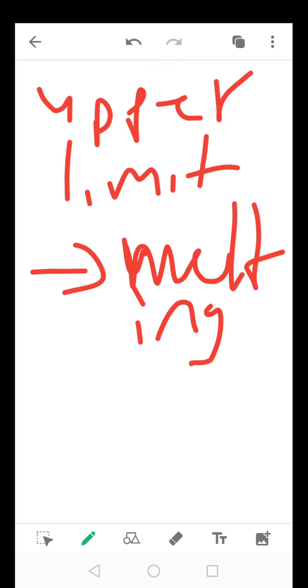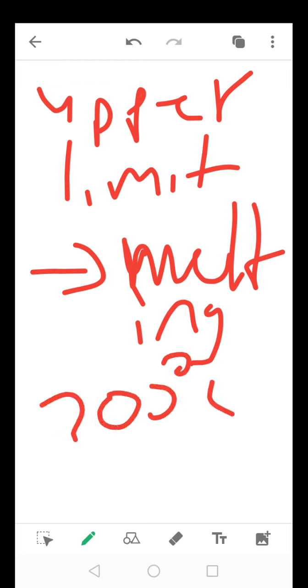Okay, what about the upper limit? You have to understand the conditions. The conditions of the upper limit could be greater than 700 degrees Celsius, or 700 to 1000. It depends. But that is the conditions of the upper limit.